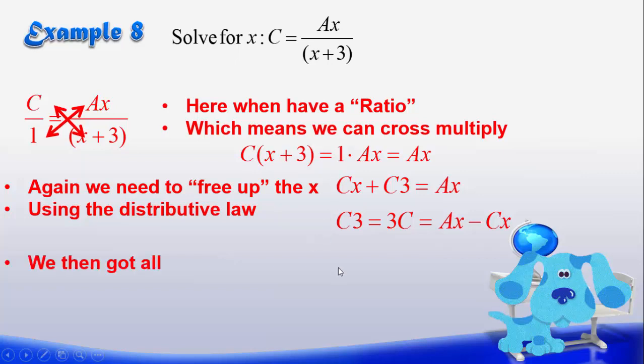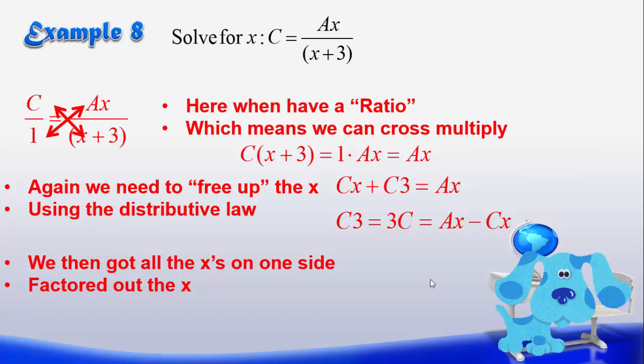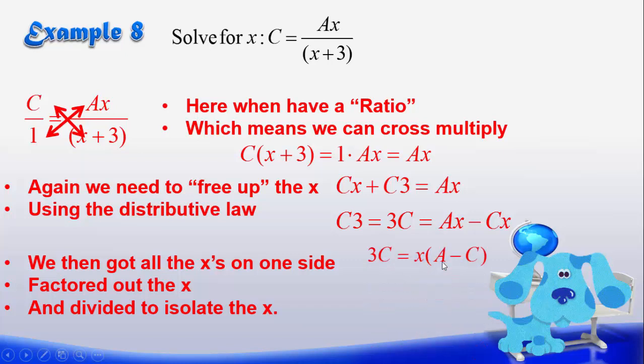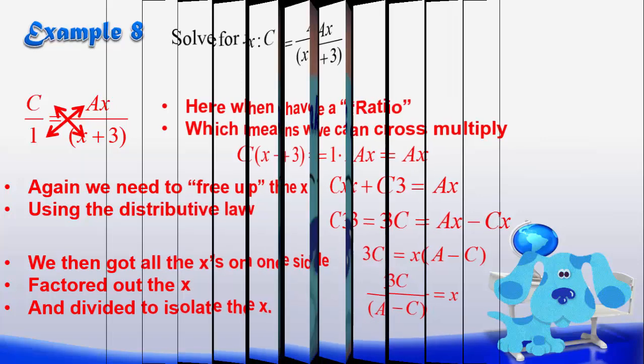Then we got all the x's on one side. Then we factored out the x and divided to isolate the x. So here we factored out the x, and then we divided by a minus c to isolate the x.